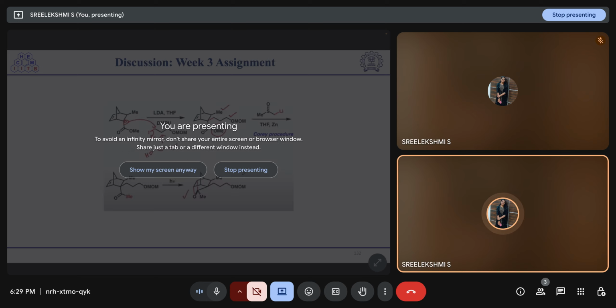So here the correct answer is option C. And what is happening? First, with the treatment of hν, a 2 plus 2 cycloaddition will take place between this alkene and this ketone. So that will form this compound. Then upon addition of this reagent, it will open that 4-membered oxetane kind of ring.